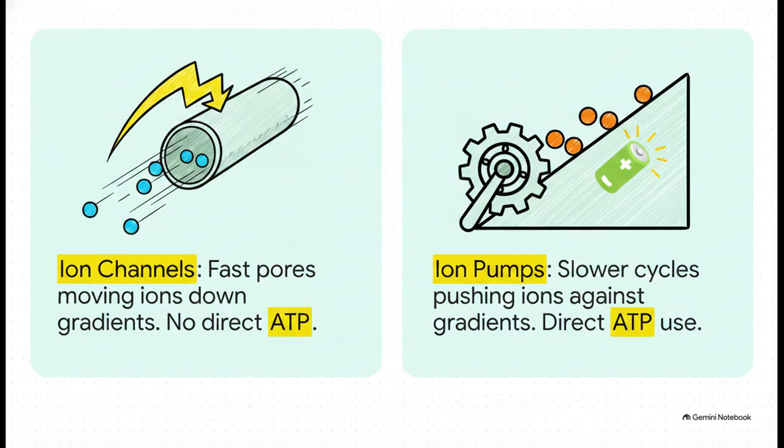To fully grasp cellular biology, we really need to understand the fundamental difference between channels and pumps. Channels act as pores, letting ions rush rapidly down their gradient without directly using ATP. They are built for extreme speed and rapid signaling. Pumps, on the other hand, undergo a much slower conformational cycle to physically push ions against their gradient, which absolutely requires direct ATP energy. Simply put, pumps maintain the baseline while channels trigger the action.